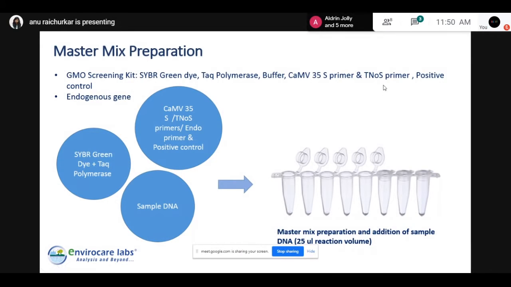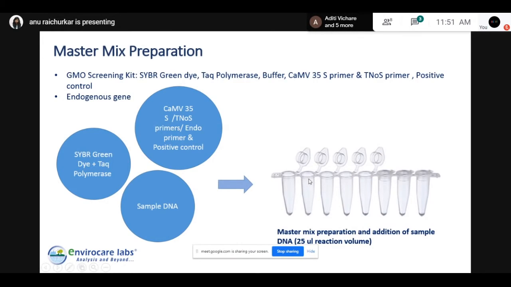Then our DNA which we have extracted is added. So SYBR Green dye plus polymerase plus our primers, and also there is a positive control. This along with our sample DNA will form our final reaction mix, and typically it is a 20 to 25 microliter reaction volume which is added to the PCR tubes in a particular sequence. So positive control: instead of your sample you will add a positive control.